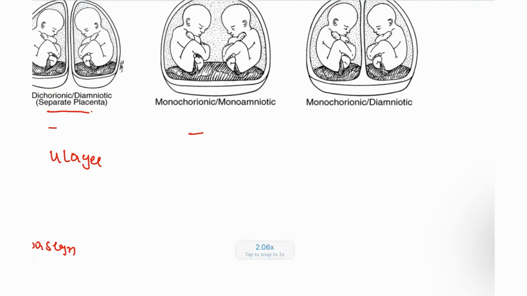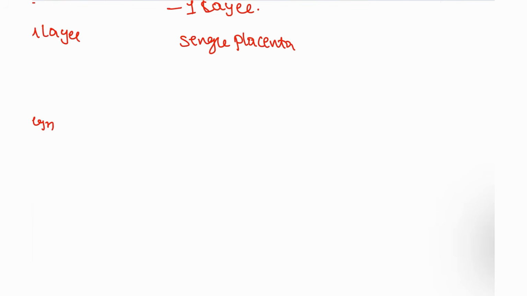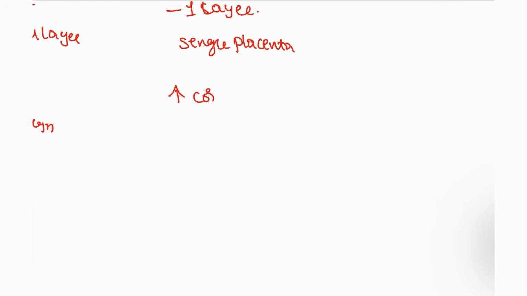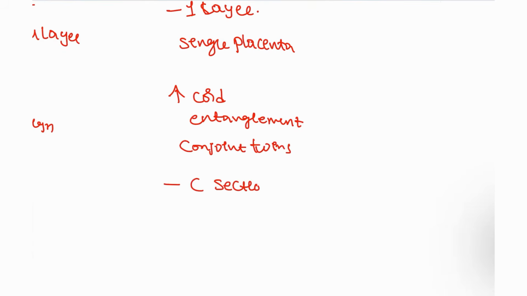Now we are going to discuss the monochorionic and monoamniotic. There is only one layer, and a single placenta. But there is a high risk of cord entanglement. Cord entangling will be seen in this patient. Sometimes there is also a high risk of conjoined twins. Conjoined twins are also seen in this patient. That's why we go for C-section whenever possible, like at 30 to 34 weeks.